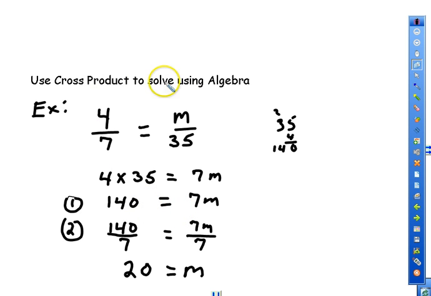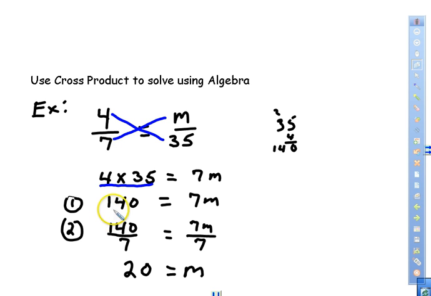Now you can use cross product to solve using algebra. So in this situation, we cross multiply, and you get 4 times 35 equals 7 times m. Those are the two opposites or diagonals that you multiply together. 4 times 35 is 140, which equals 7m. Now it's an equation. Now you've got to solve for the variable, which in this case you would divide both sides by the number with the variable to get 1, so that it equals m. And this side, 140 divided by 7, is 20.